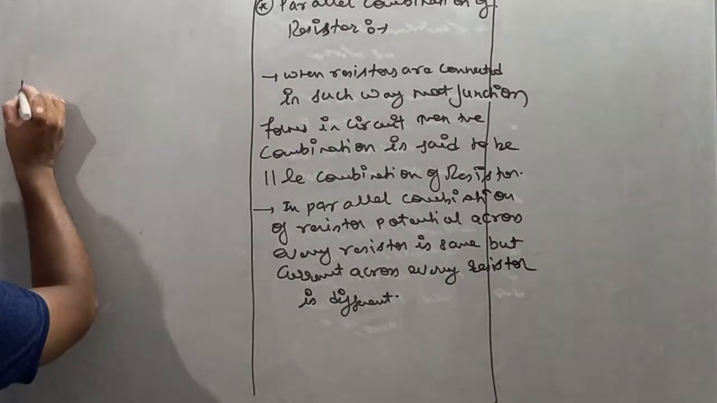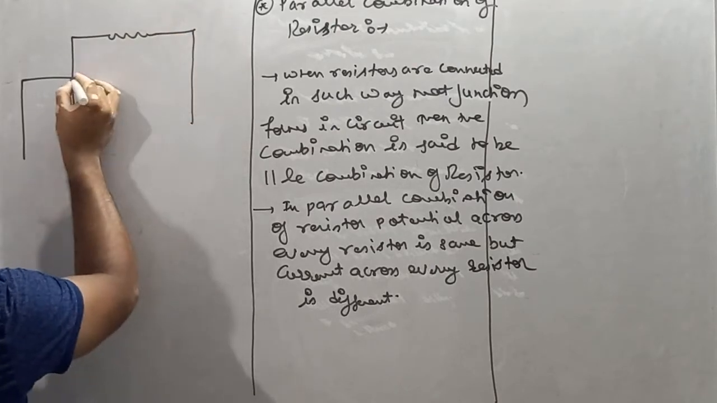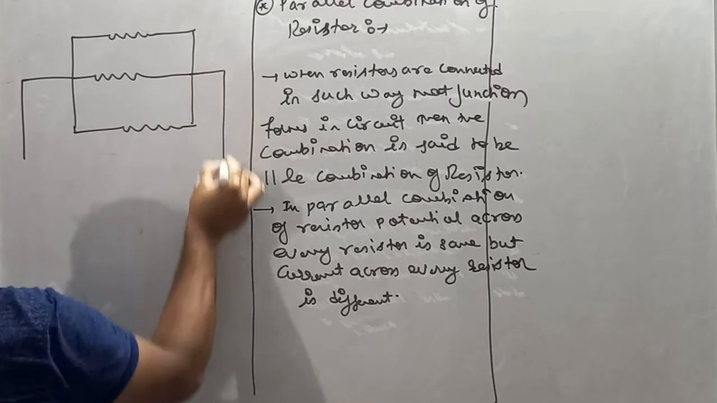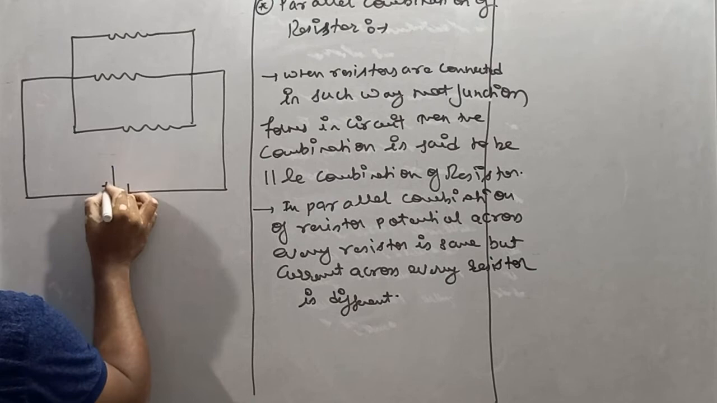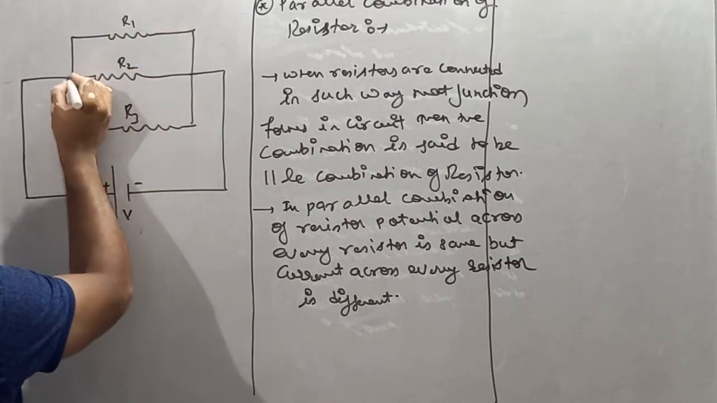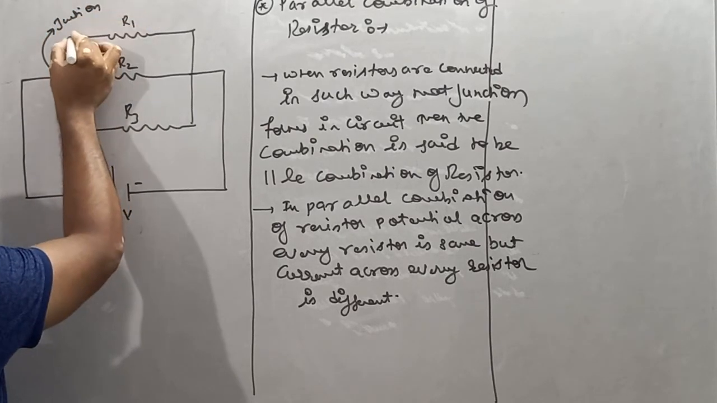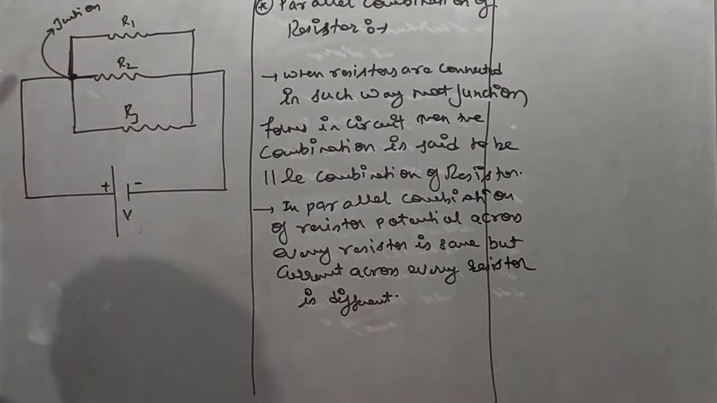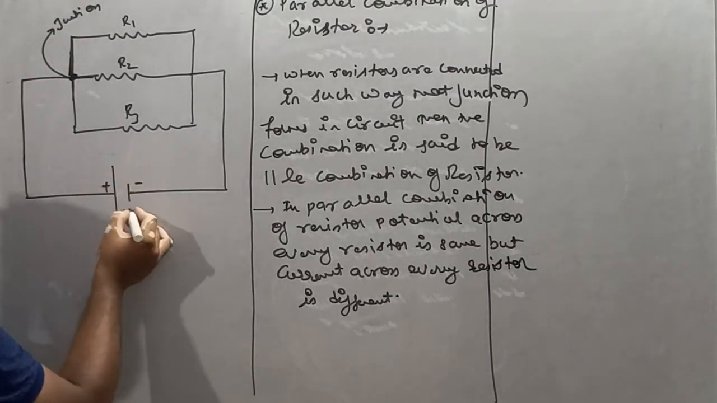So check out what a parallel combination actually is. Let's suppose we have three resistors of resistance R1, R2 and R3. There is a battery present. Let's suppose a V volt battery is there, with R1, R2 and R3. Now see, my dear students, this point is called a junction because three wires move from this point: 1, 2 and 3. Now see, the battery has potential V.